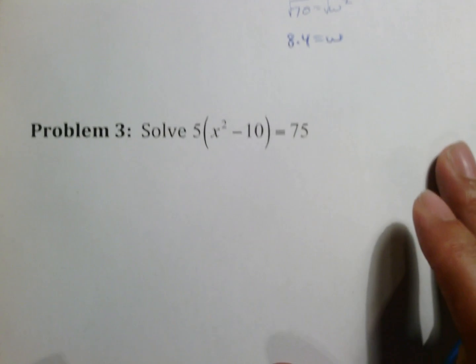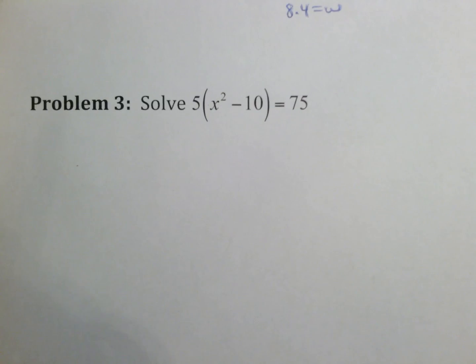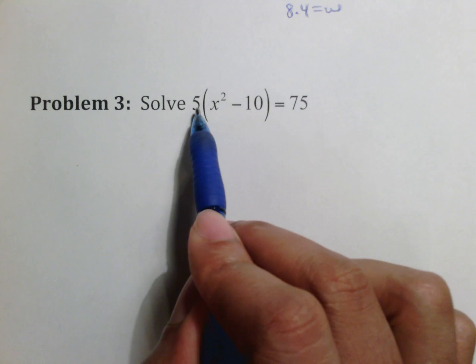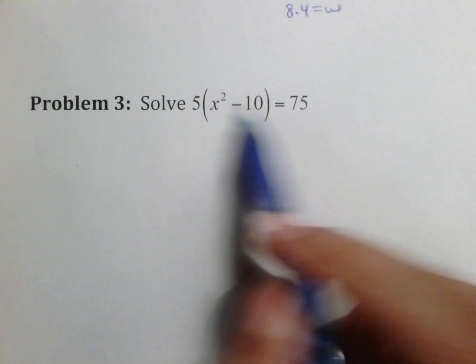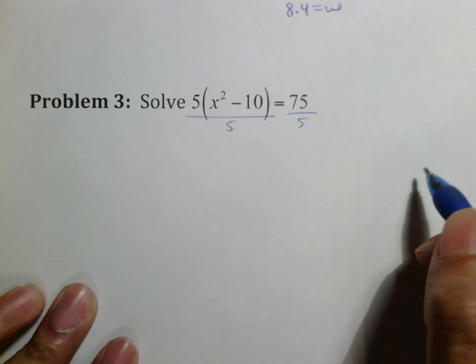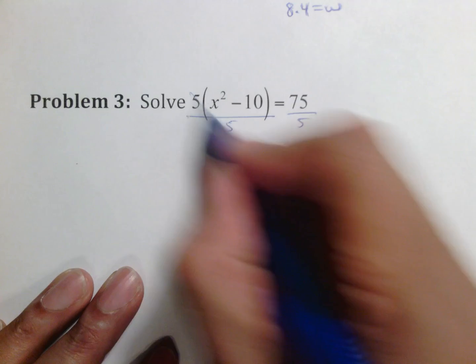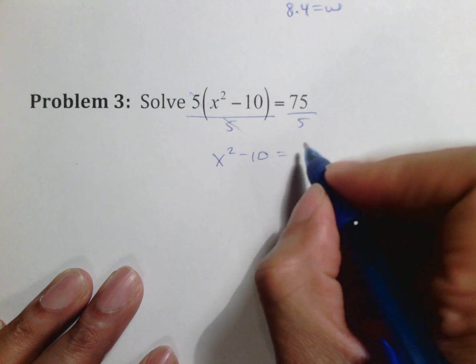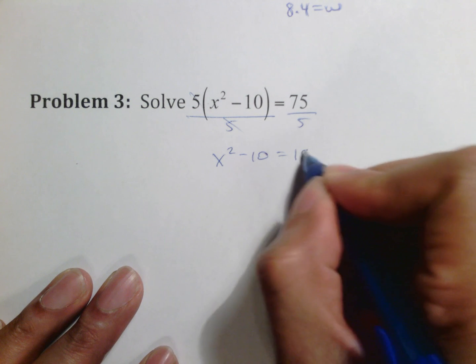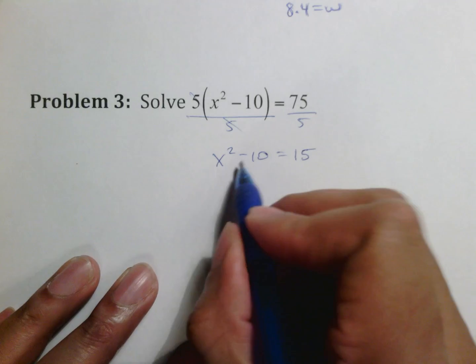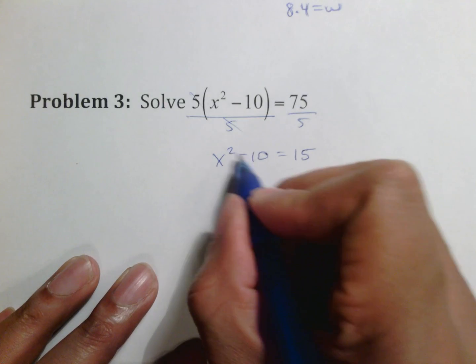Problem 3 just gives us something else to think about. Again, weakest to strongest. Remember, parentheses at the top is the strongest, so we don't touch that until we get rid of this 5. Notice it's 5 times the full set of parentheses. So what we do here is we divide by 5. Again, these 5's cancel. X squared minus 10 comes down with 15 as your answer.